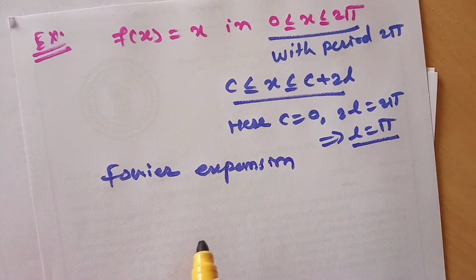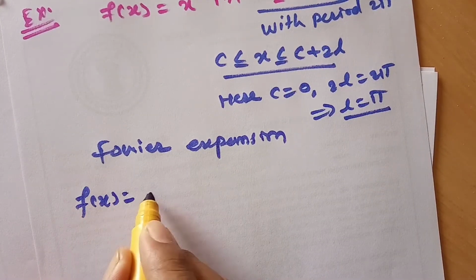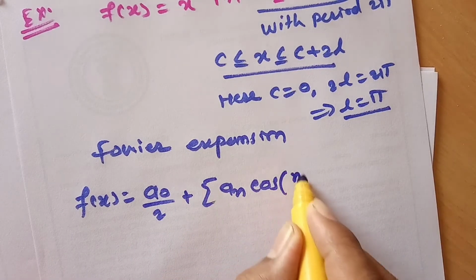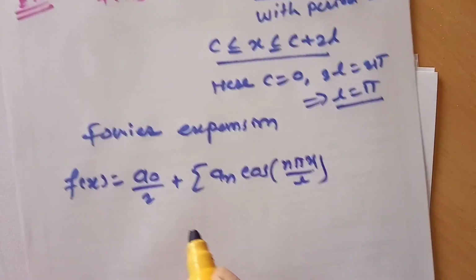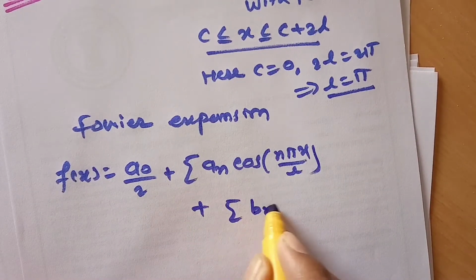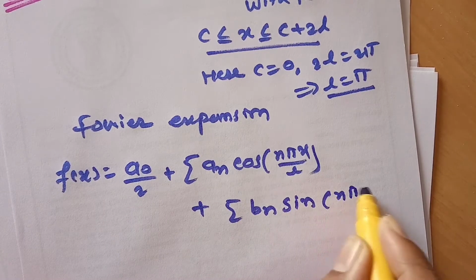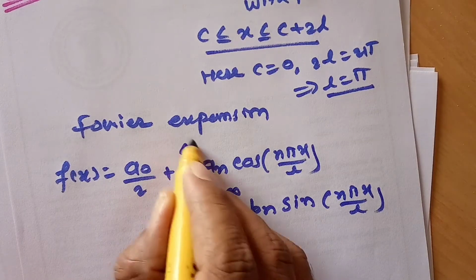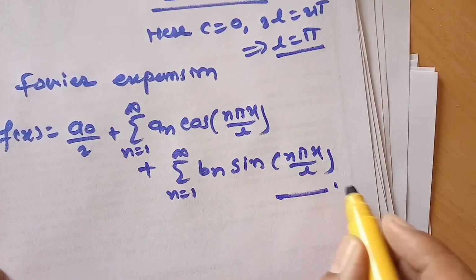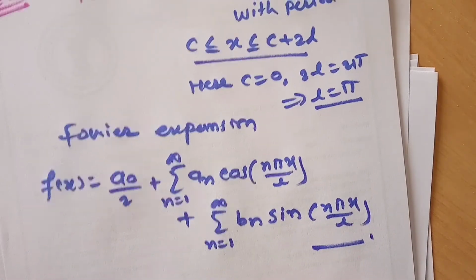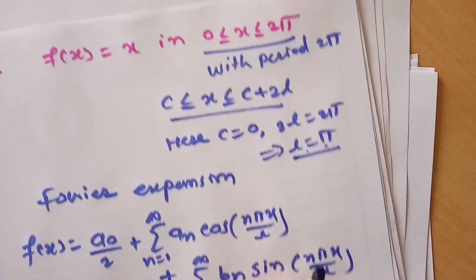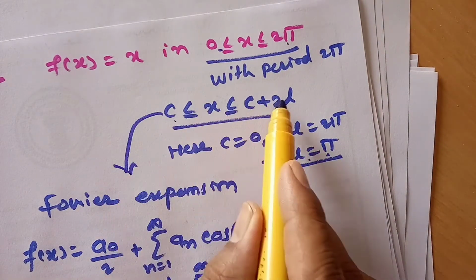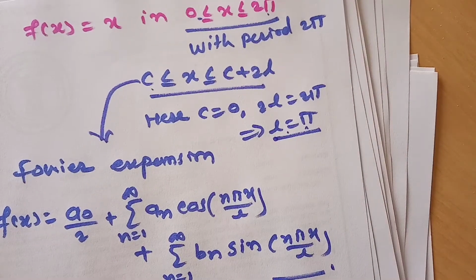Fourier expansion or Fourier series: f(x) = a0/2 + summation aₙ cos(nπx/L) + summation bₙ sin(nπx/L), n equal to 1 to infinity. This is our equation number star. But before the star, I will write here again, putting the value of L, because the range is 0 to 2π. We are writing this formula for the range c to c plus 2L, and here I will put the value of L. L is equal to π.